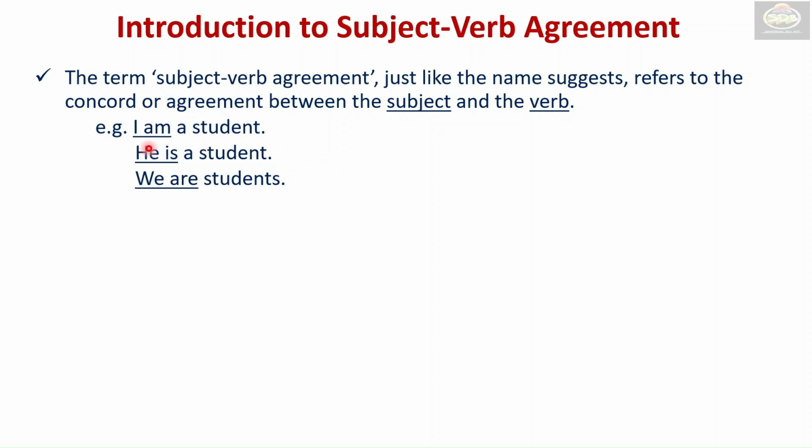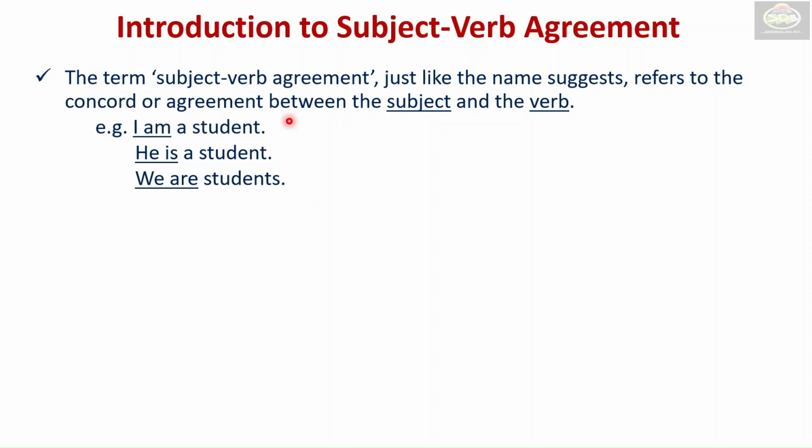For example, in the given sentence, I am, he is, we are. Is, am, are, these are be verbs, students. These are be verbs, but we have used them differently. I am, he is, we are. This is a clear example of subject-verb agreement, use of concord in sentences.